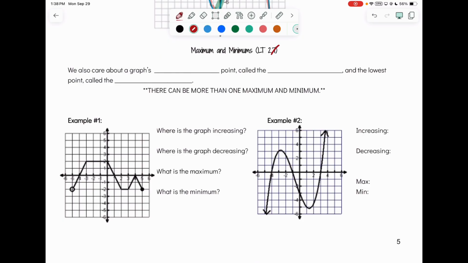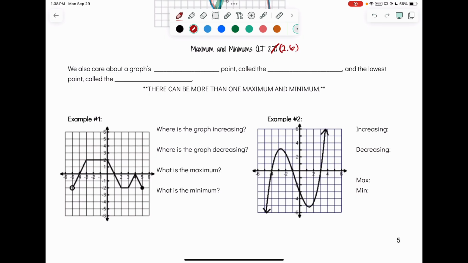This is not 2.7. What should it be? 2.6. We also care about a graph's highest point. I love you guys. Thank you for being so patient with me. Which is called the maximum. And the lowest point is called the minimum.